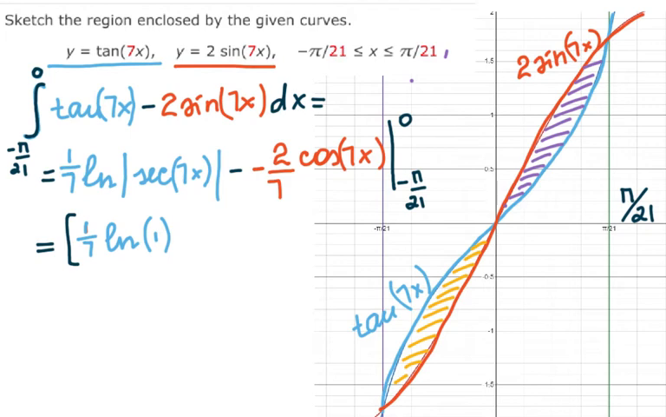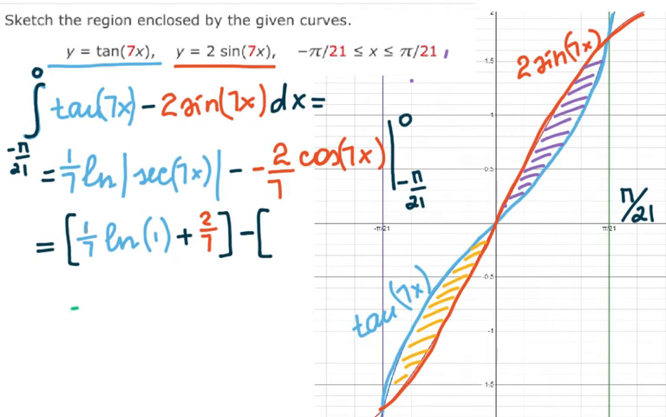And then for the second part, I will have minus, actually it will give me positive now, so I will have positive 2 over 7 times cosine of 7x, but x is 0, so cosine of 0 is 1. And 2 over 7 times 1 is just 2 over 7. And then I have to subtract the second one when I plug in negative pi over 21.